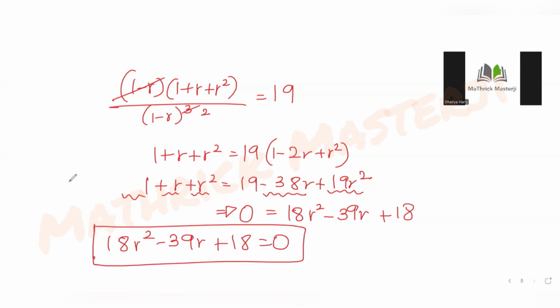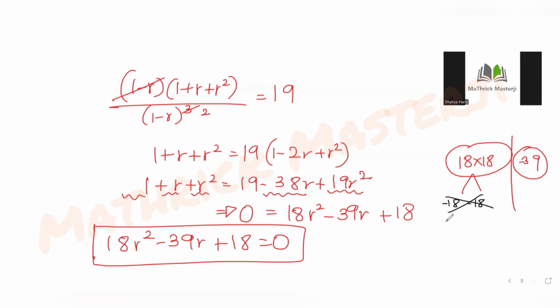So I have to find two numbers whose product is 18 into 18, and whose sum should be minus 39. If I take the two numbers as 18 and 18, the sum is 36, so that does not work. If I split one 18 as 9 into 2, then multiplying 18 with 2 I get 36 and 9. 36 and 9 also doesn't work because it's 45.